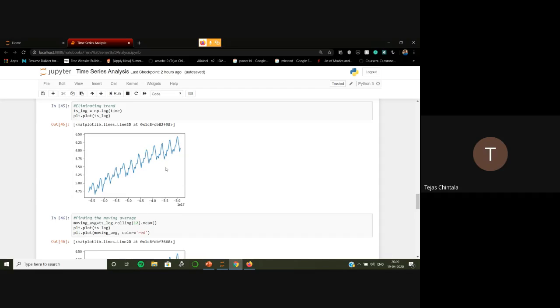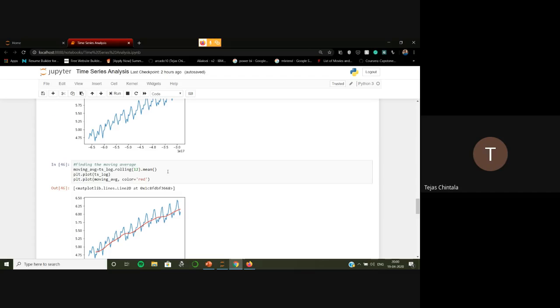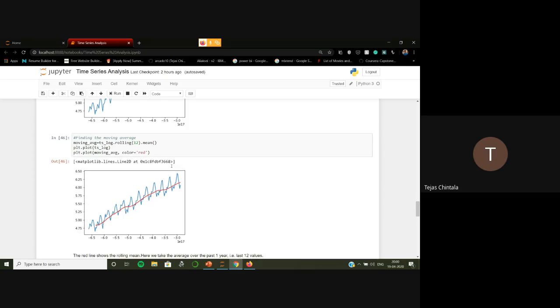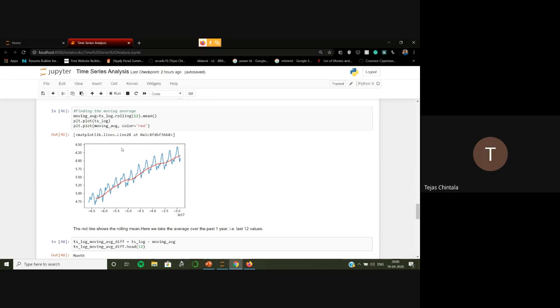We still find that our time series is not stationary. So what we do over here is find the moving average, or the rolling mean, and this is the code for it. We are taking the logarithmic value and finding the rolling mean, and I'm plotting it in red color.